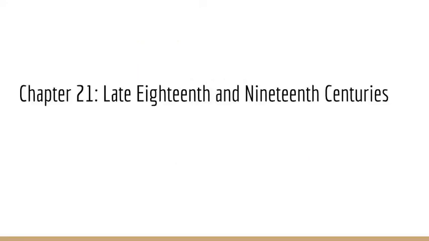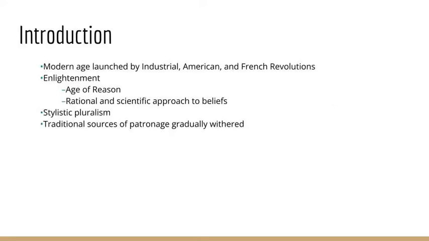Today we are working on chapters 21 and 22 in Preble's Art Forms. So basically we're going from the late 18th century to the early 20th century. As a bit of an introduction to the late 18th and 19th centuries, which is what chapter 21 is on, we're starting to find ourselves in a modern age, launched by industrial, American, and French revolutions.